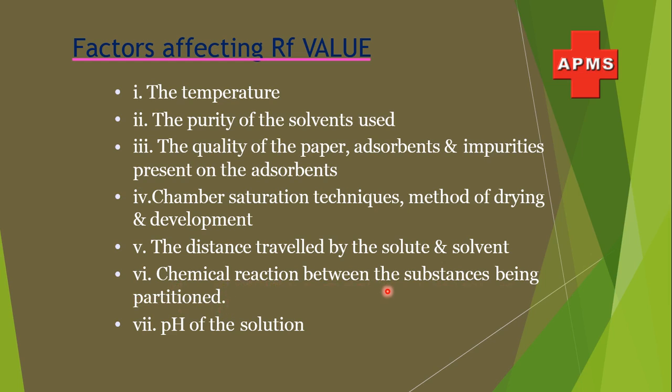So, if a chemical reaction occurs between the substances, the RF value will also change. Also, the pH of the solution affects the RF value, because when the pH is changed, the properties of various sample components also change. Their cationic or anionic or polar nature will change as we change the pH of our solution or our used mobile phase.